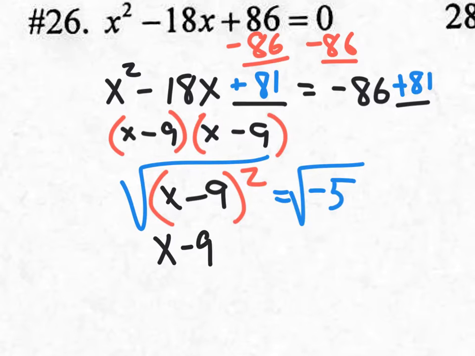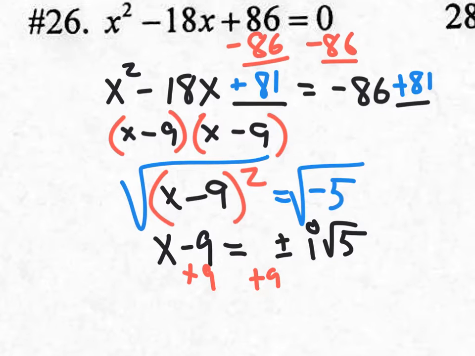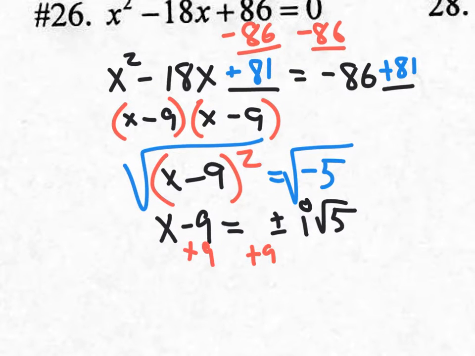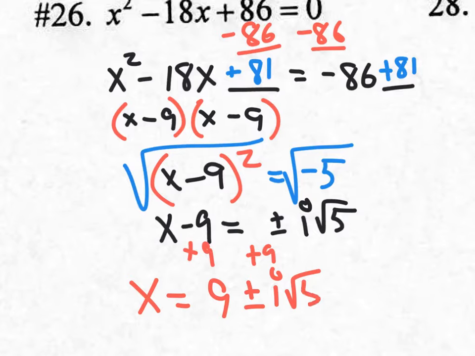x minus 9 equals, don't forget the plus or minus, the square root of -5. You can't really simplify that, but the negative could actually come out, it's supposed to come out as an i square root of 5. So my final step will be to add 9 and add 9. So my answer will be x equals 9 plus or minus i square root of 5. And that is my solution.